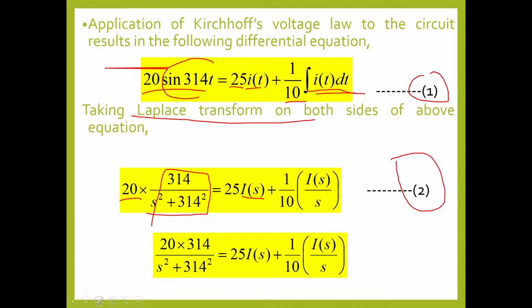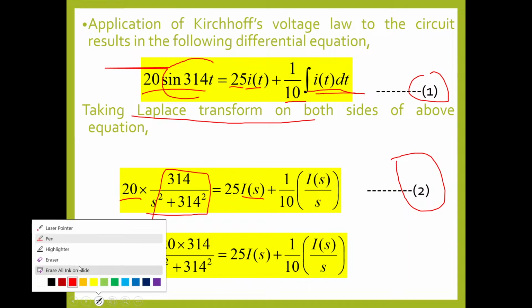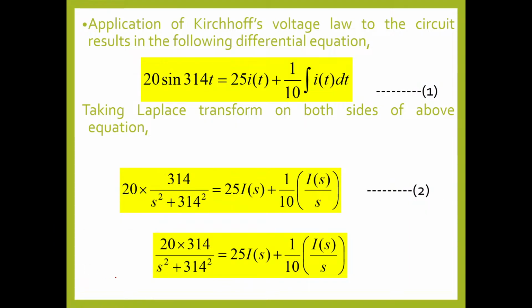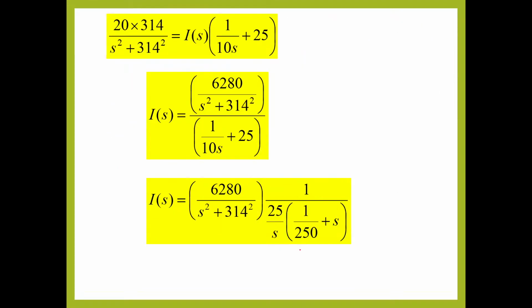And further simplify this expression to determine I of s. Whichever terms you can take as common, take those terms as common and determine I of s. So I have got an expression for I of s. This is my expression: I of s is equal to 6280 divided by s square plus 314 square, whole divided by 1 by 10s plus 25.